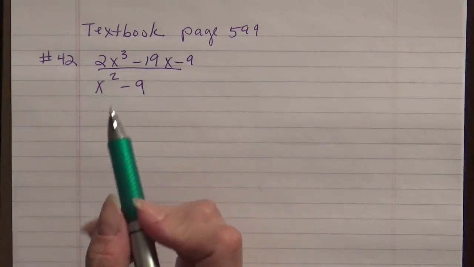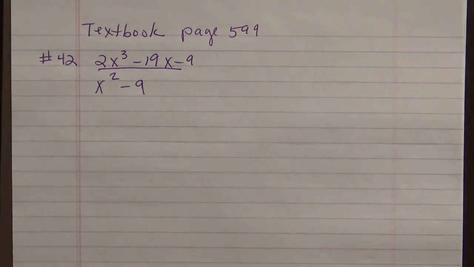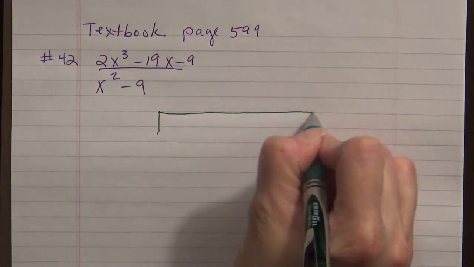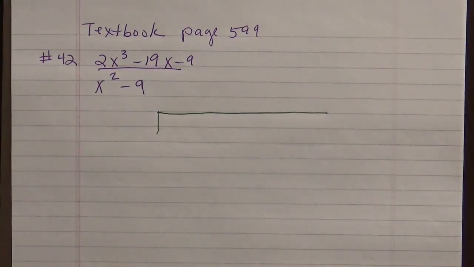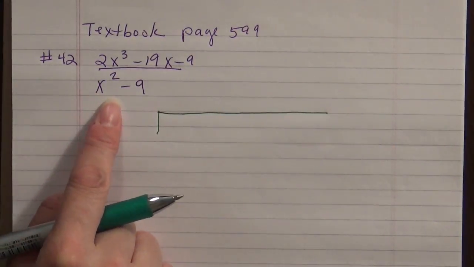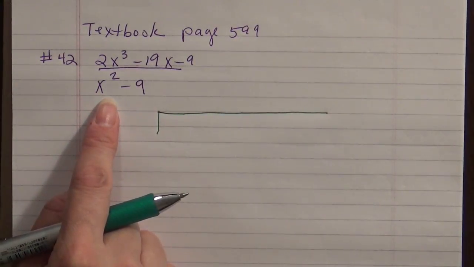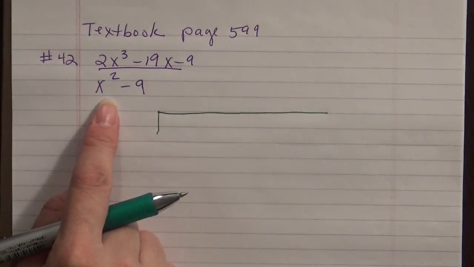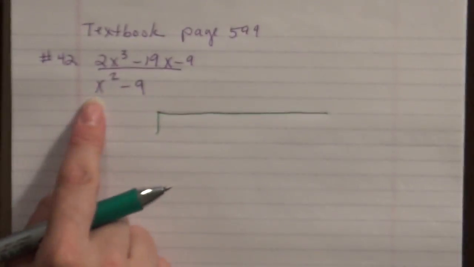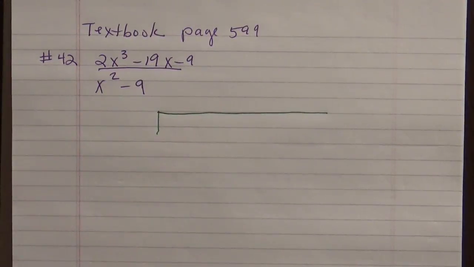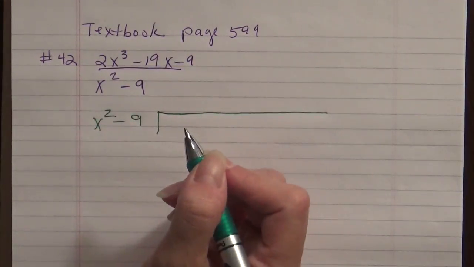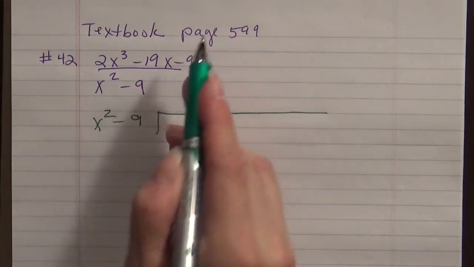So doing my long division, now also, can I do synthetic division with this? I'm going to set it up as a division problem, but how do I know if I can do synthetic division? Well, I'm dividing by x squared minus 9. You only get to use synthetic division if you're dividing by x to the first power. So because I'm dividing by x squared, I have to do the long division method. So on the outside, I'll put the x squared minus 9. On the inside, I've got a 2x cubed.